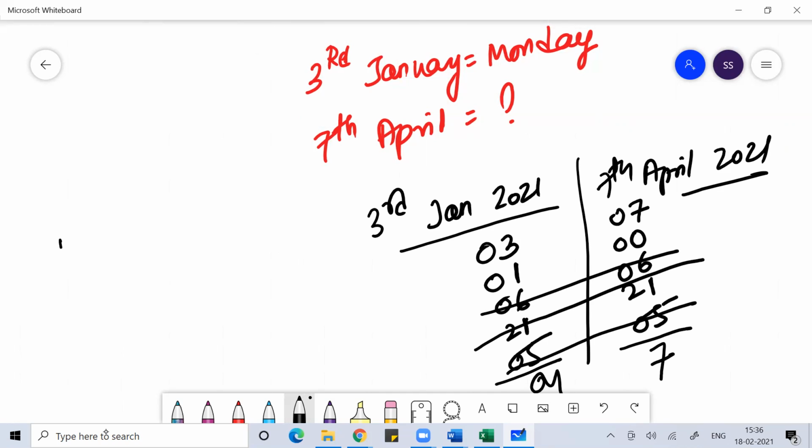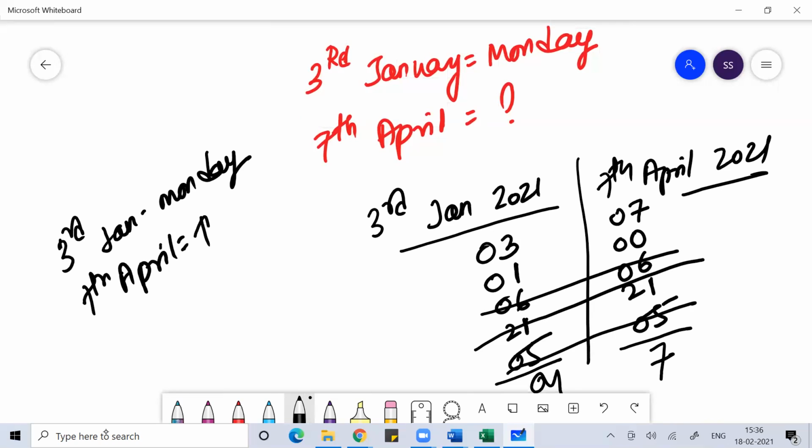So if 3rd January is Monday, then definitely you can check 7th April. It would be Thursday. Very simple. So you can do like this. This is a very easy way of doing it.